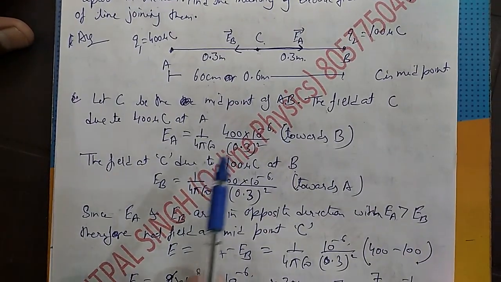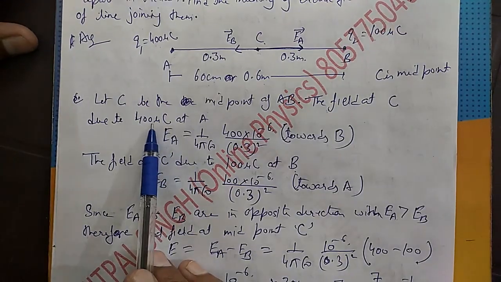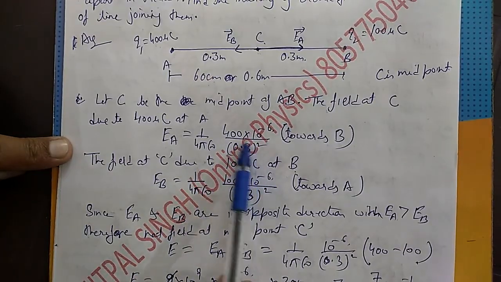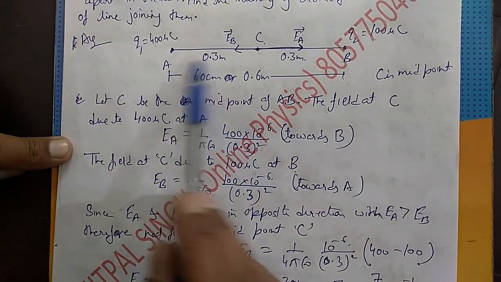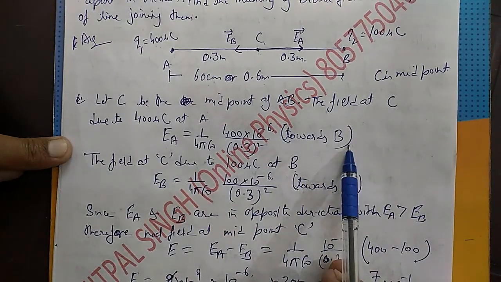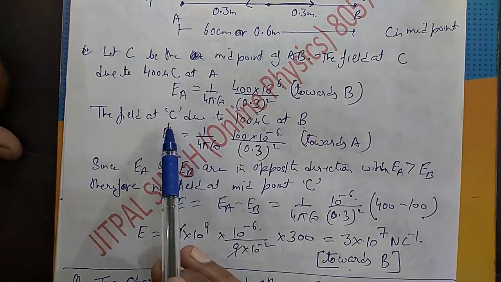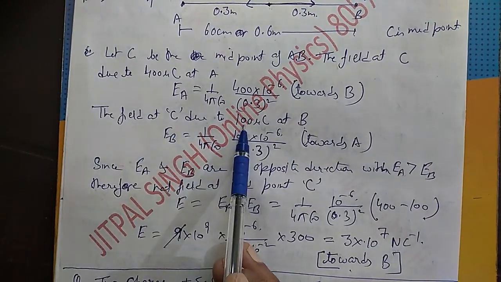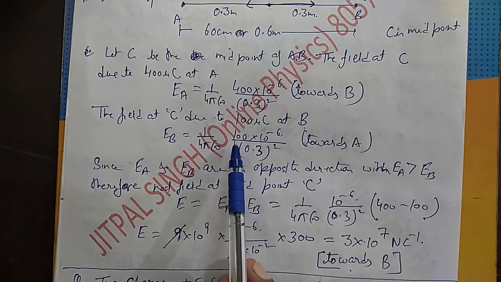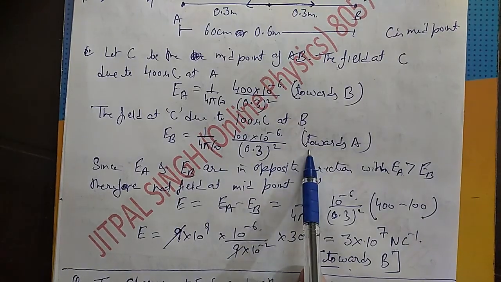Here I have calculated the field at C due to charge 400 microcoulomb at A. The formula is 1 by 4 pi epsilon naught, charge upon distance square, and the distance is AC, which is 0.3 whole square, and the direction is towards B. Similarly, we calculate the electric field at C due to 100 microcoulomb at B, and this value is 1 by 4 pi epsilon naught, 100 into 10 to the power minus 6 upon 0.3 whole square. It is acting towards A.